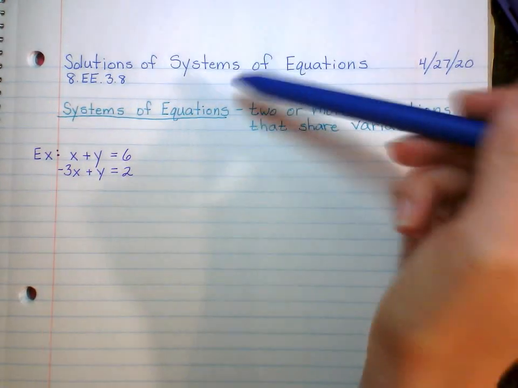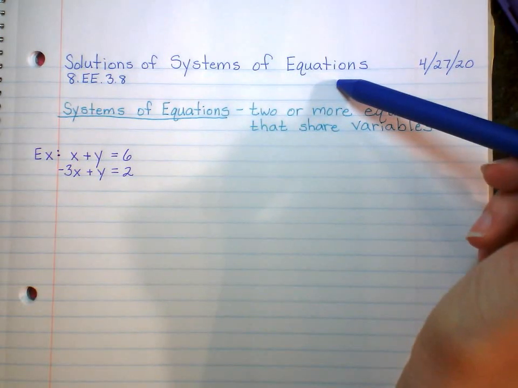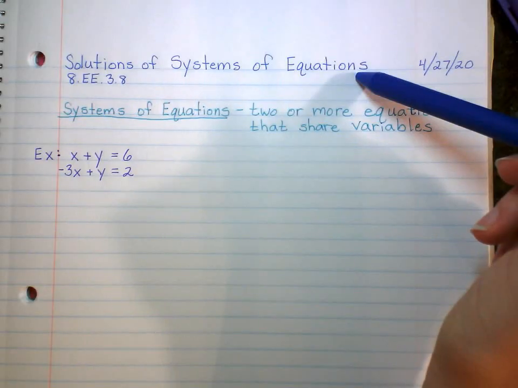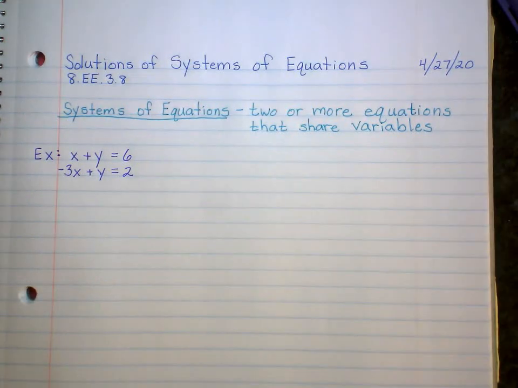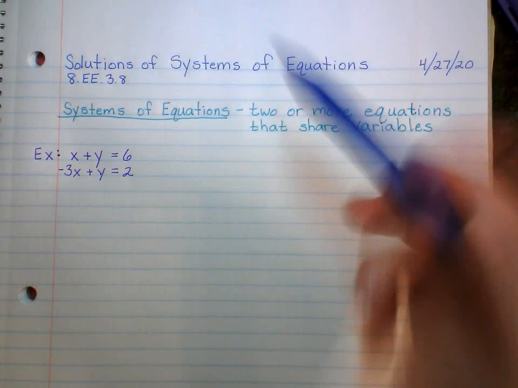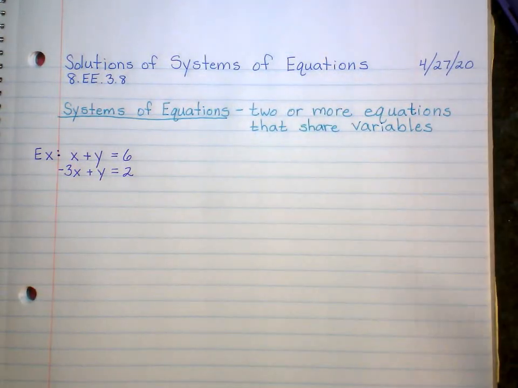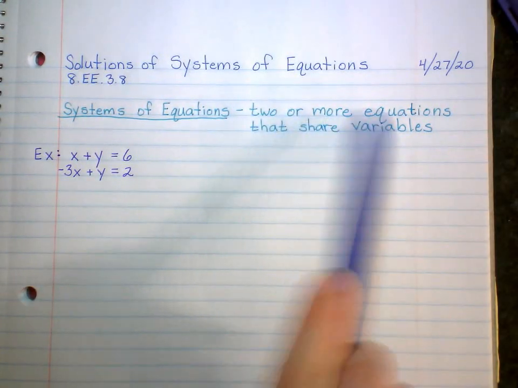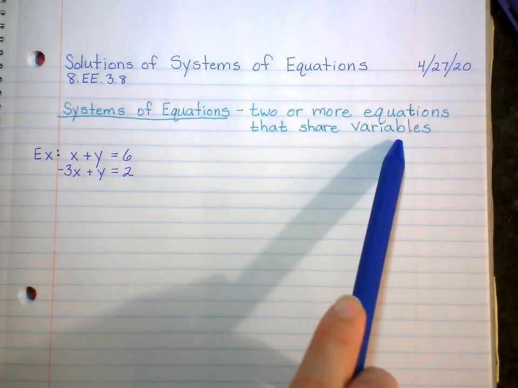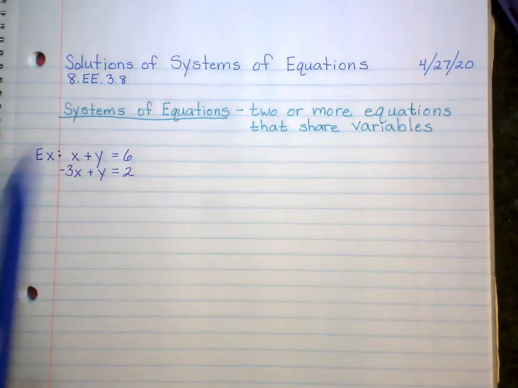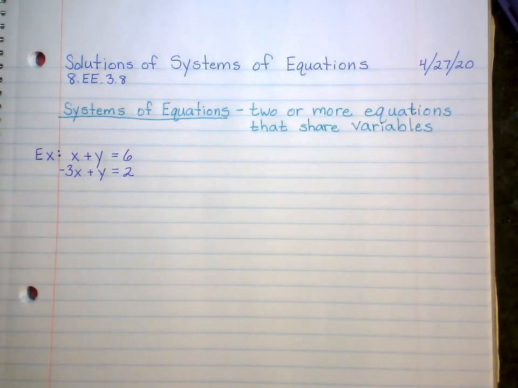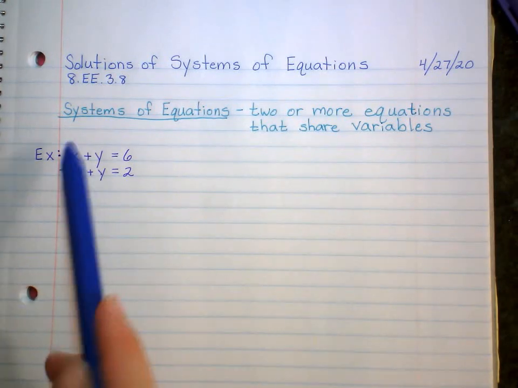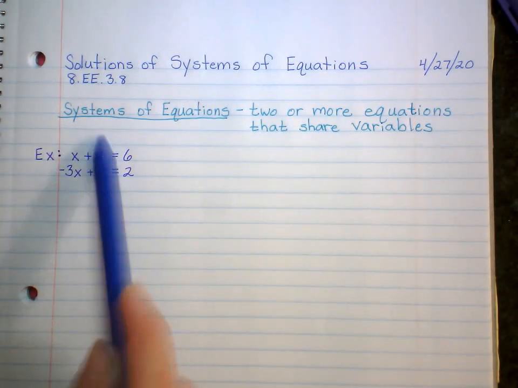Basically, we're going to have systems of equations, and we're going to be seeing if we have solutions to them. We're going to be finding solutions to systems of equations. Well, Ms. Fry, what are systems of equations? Systems of equations: two or more equations that share variables. So here's an example right here. We have two equations, and they share the variables. What variables do they share? Well, they both have x, and they both have y.